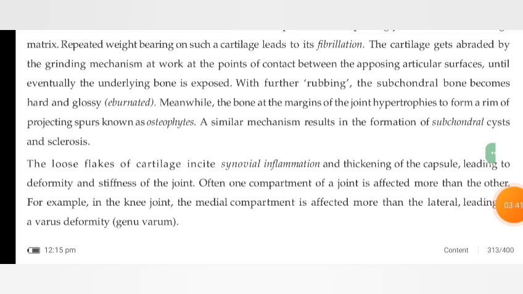One compartment of a joint is affected more than the other. For example, in the knee joint, the medial compartment is affected more than the lateral, leading to a varus deformity, genu varum.